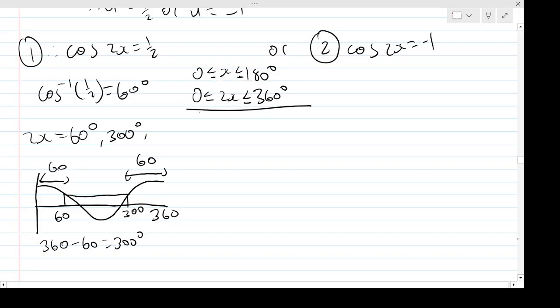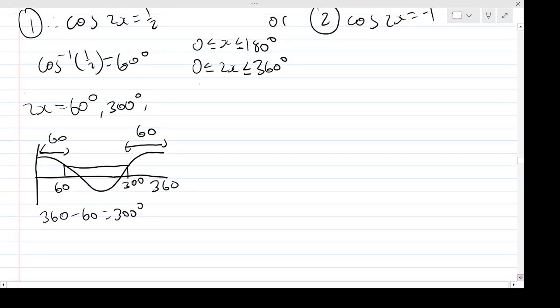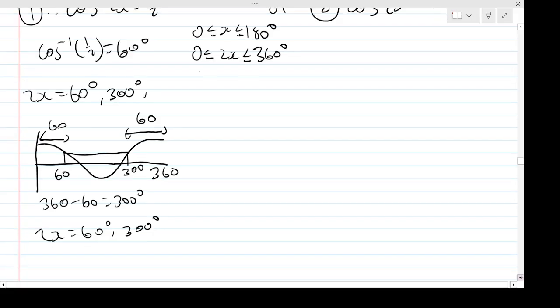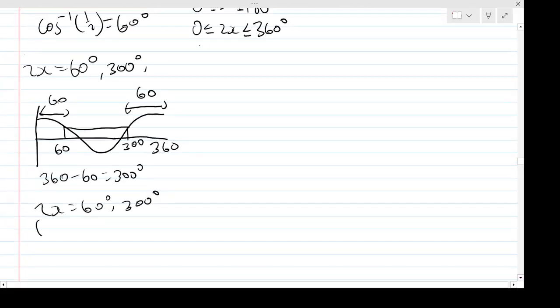Right? So there we are. So those are my two solutions. 2x is 60 or 300. Therefore, I need x, right? So not 2x, but x. So I'm going to divide everything by 2. So x is going to be 60 over 2, which is 30, and 300 over 2, which is 150. Okay, and those are my two solutions there.